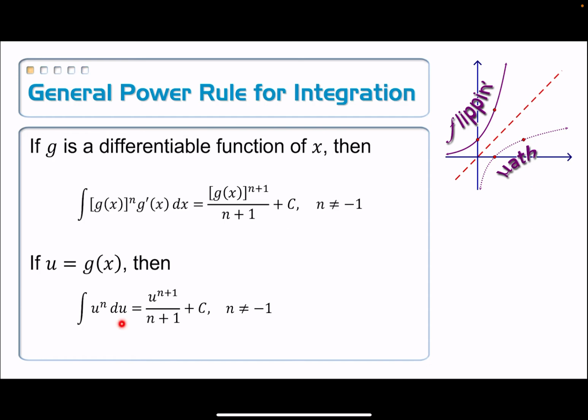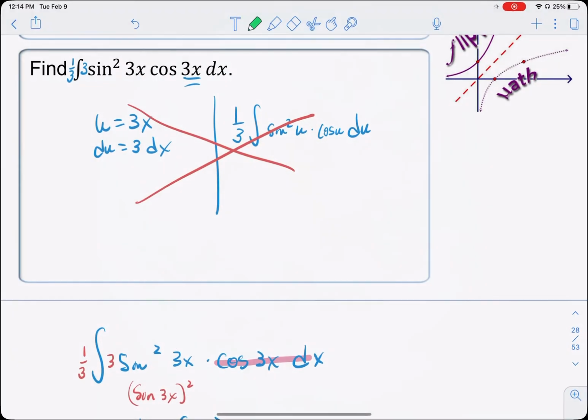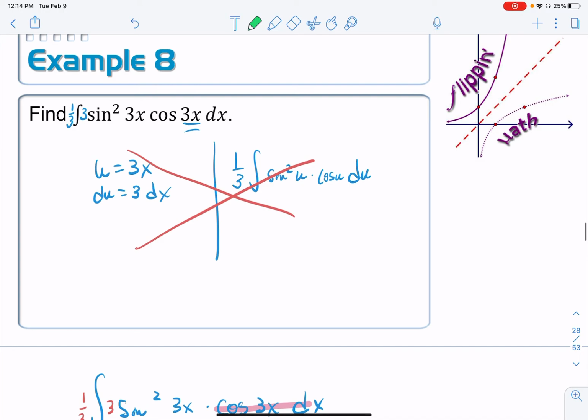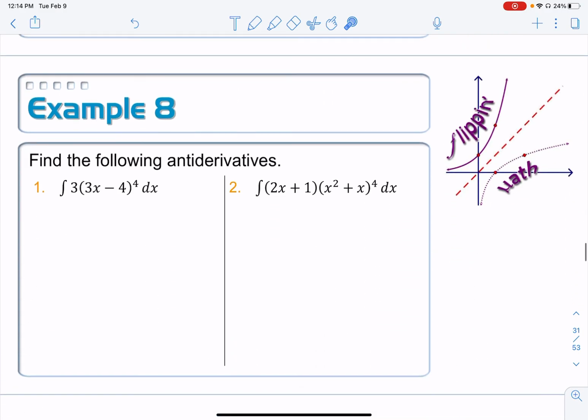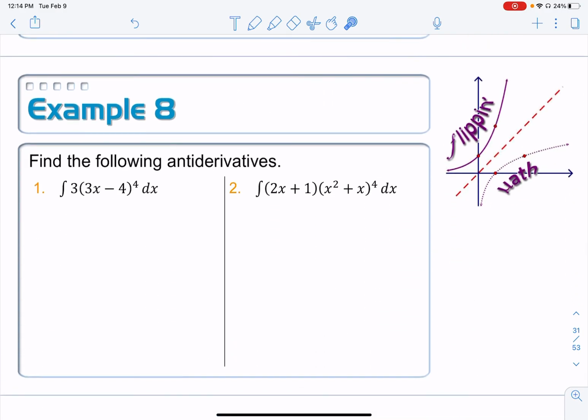And so here it is rewritten in terms of u's instead of g of x's. So essentially that's what we just did right over here. Our function was this sine of 3x that's raised to some sort of power, that general power rule. So if you recognize it, it's going to make these on example 8 very, very quick to solve. So notice that I have a composite function.